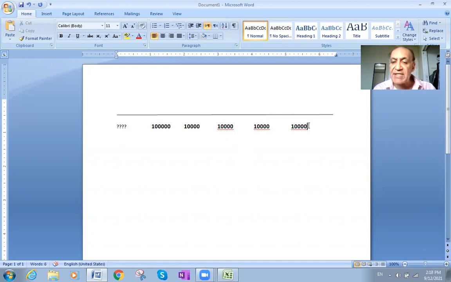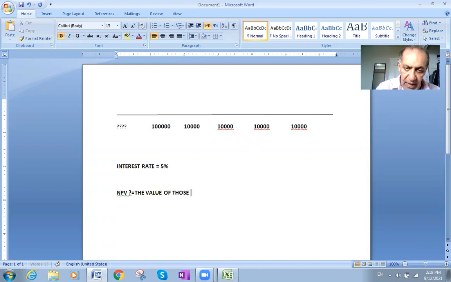And we will say, for example, that the interest rate equals 5%. Let's say 5%. So what I want to do now is get the NPV, which is net present value. Net present value means the value of those amounts right now.